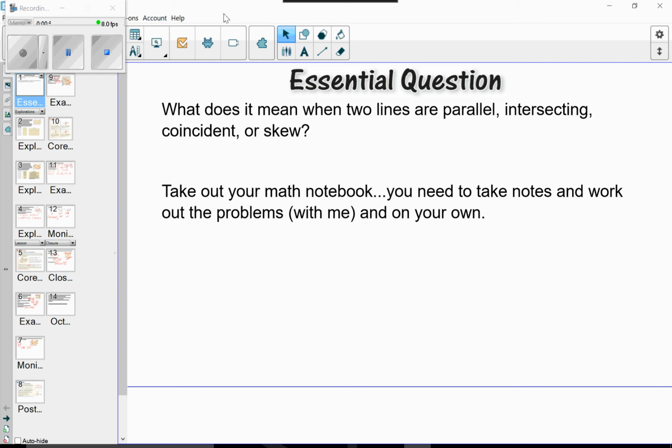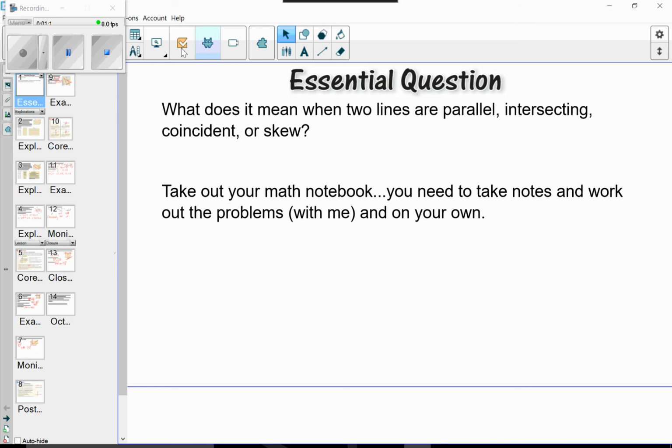But we're going to start off with what does it mean when two lines are parallel, intersecting, coincident, or skew? So maybe think about that for a minute. I think you probably have a pretty good concept of parallel, pretty good concept of intersecting, and probably maybe skew. Maybe you haven't heard of coincident before.